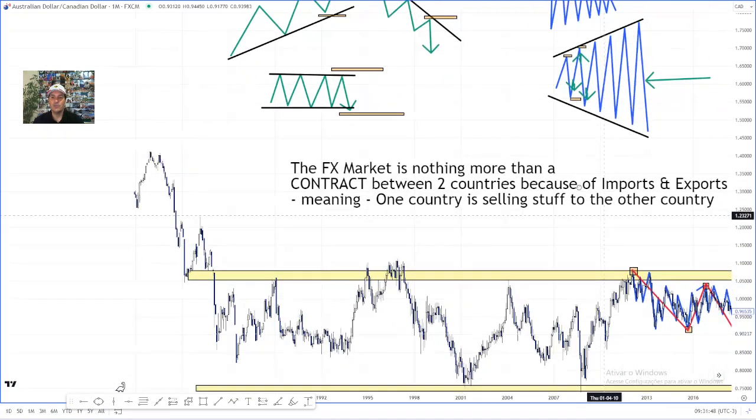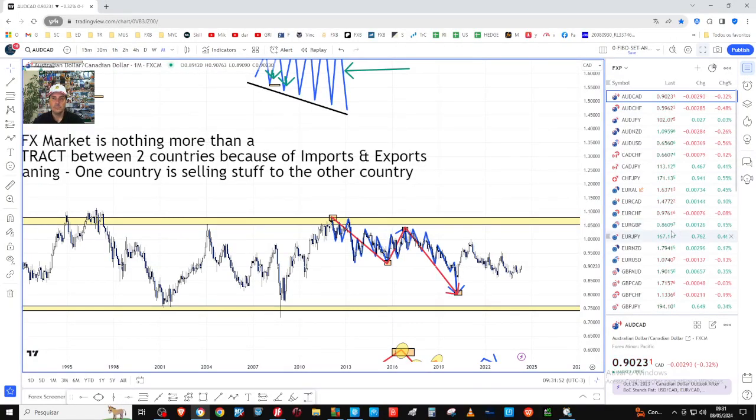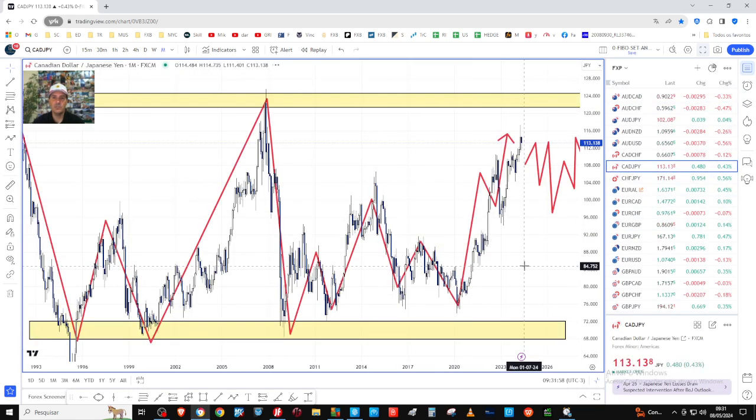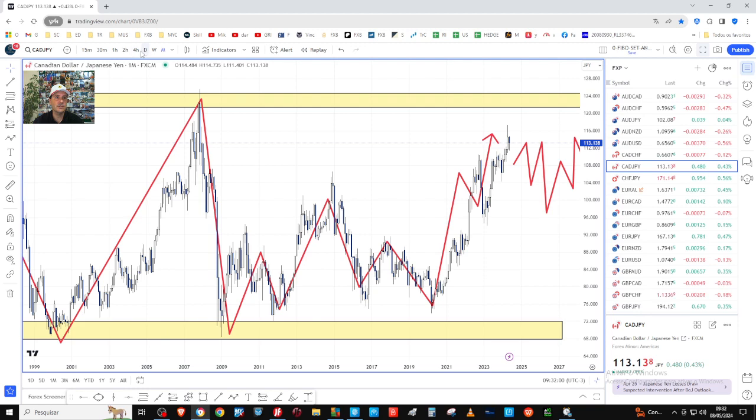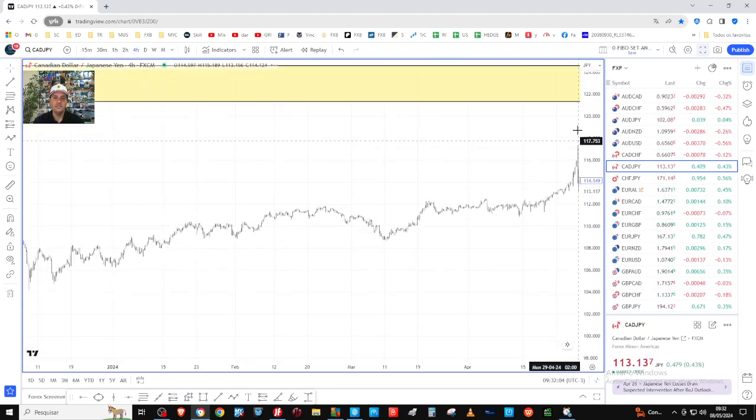That being said, let's go on the chart. Now let's go on Euro. Let's go to Canada JPY, still moving up, right? And let's go on the 4-hour chart.